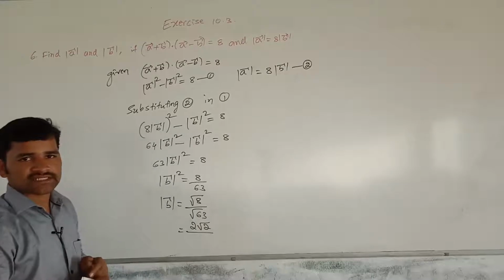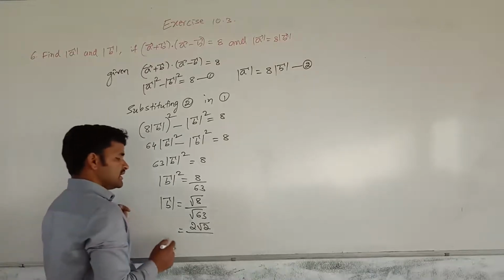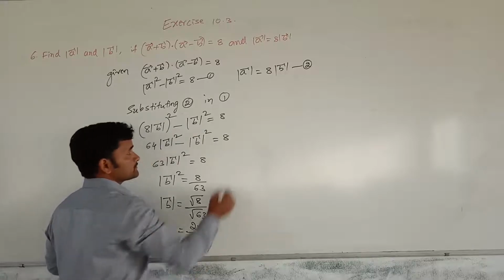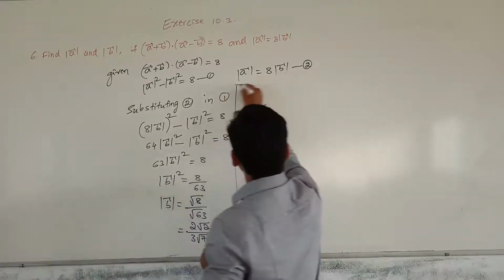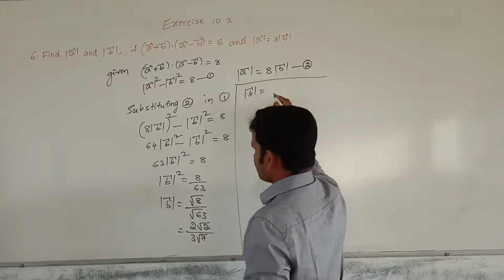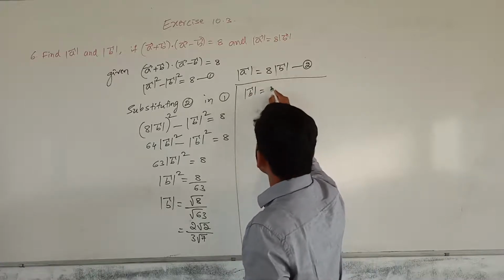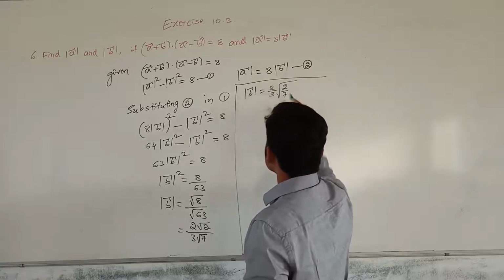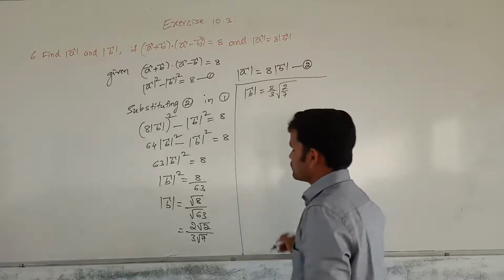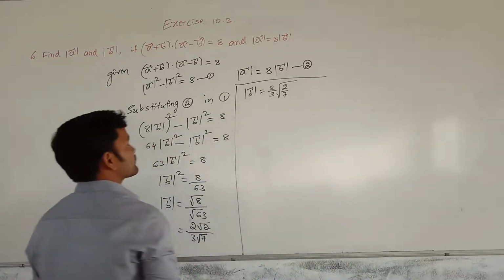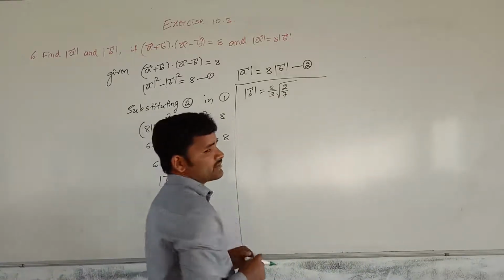63 can be written as 9 into square root of 7. Square root of 9 is 3, so 3 into square root of 7. Okay, so what is the magnitude of vector B equal to? Magnitude of vector B is equal to 2 by 3 into square root of 2 by 7. You can leave it here, or you can rationalize the denominator also, no problem. Magnitude of vector B we found.